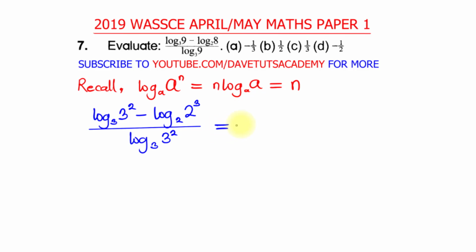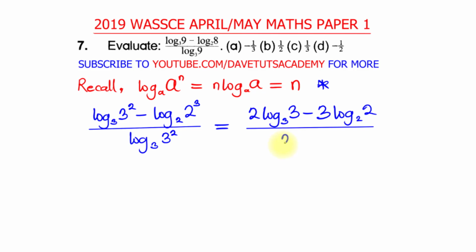So this power can actually come to the front of the log, just as expressed in this law that asks us to recollect. So we can have 2 multiplied by log to base 3 of 3, minus 3 multiplied by log to base 2 of 2, and we have those as the numerator. Then at the denominator we have 2 multiplied by log to base 3 of 3.